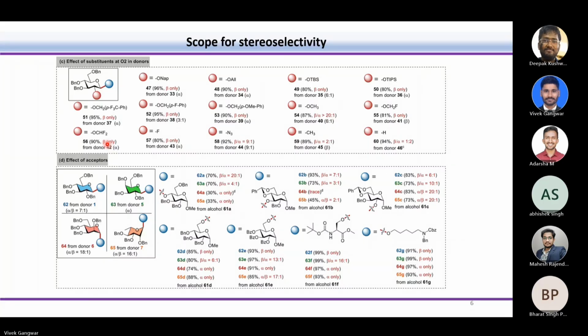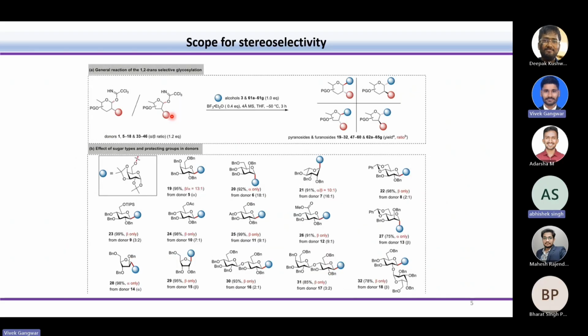Which one? At the anomeric position, OMe is there. If I forgot that OMe slide, at the anomeric position, starting OMe. Where, OMe? Like those two reactions are there, no?